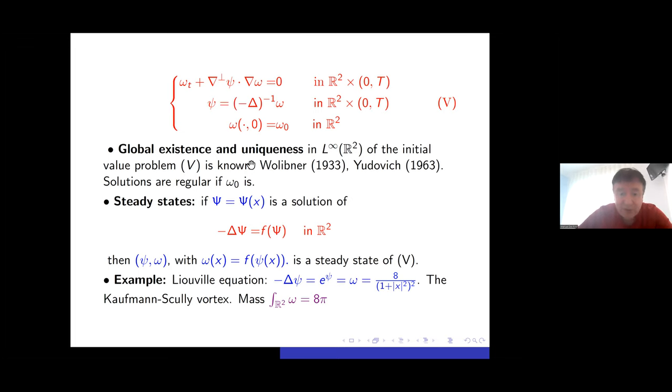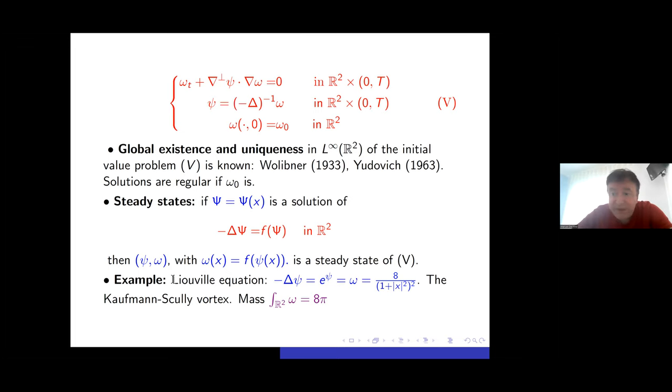So with that convention, omega of x given by f of psi of x, where psi is the solution, is a steady state. This follows immediately from computing this term up here. The gradient of f of psi is f prime of psi times gradient psi. So automatically that term is orthogonal to gradient perpendicular psi, of course.